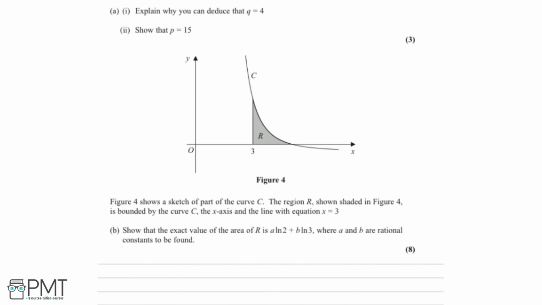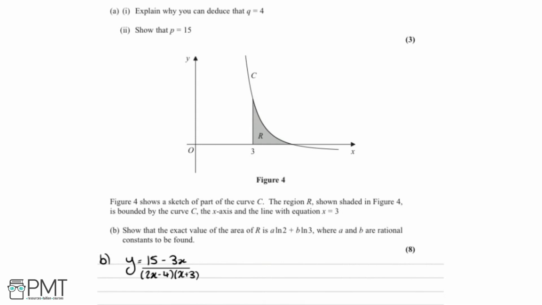The first thing I want to do is work out what this point is, because we're going to integrate between x equals 3 and this point, but we need to know our upper limit of integration. What's great is in the previous part we worked out what q and p equal. So now we can write out the equation of the curve C, where we've replaced q with 4 and p with 15.